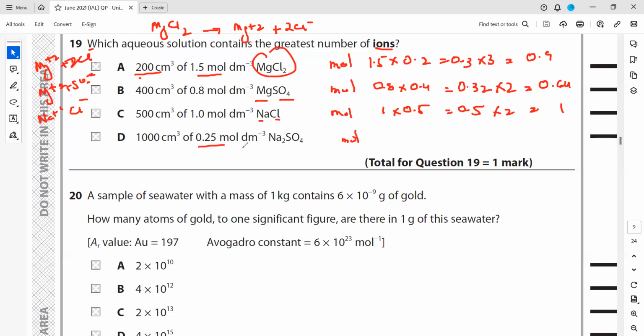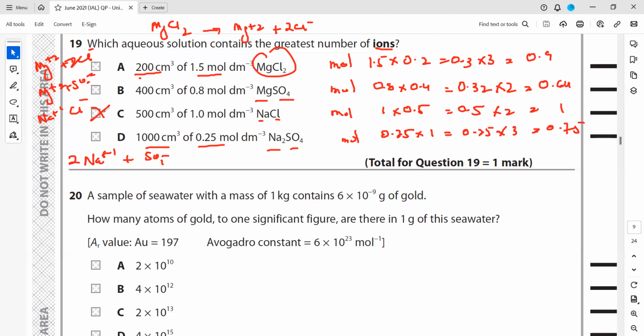And the last one, 0.25 is the concentration and the volume is 1. So this will be 0.25. And how many ions are there in sodium sulfate? Sodium sulfate contains two sodium ions and one sulfate ion, so it contains 3 total ions. So multiplied by 3, it will be 0.75. Which contains the maximum number of moles? So C contains the maximum number of moles. That's why C is the right answer.